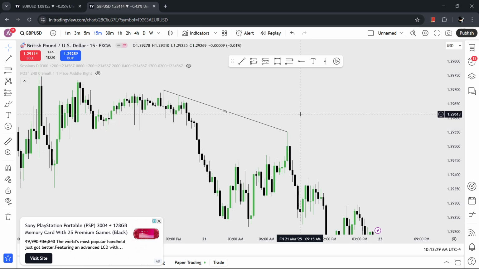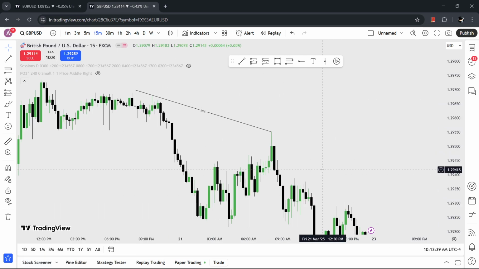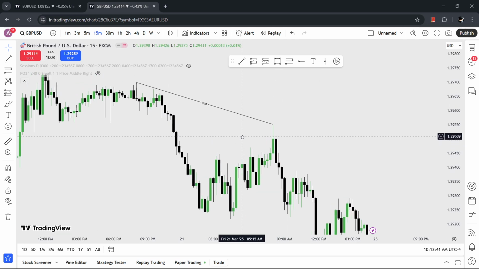I stopped trading GBP USD. Okay, it's really bad for me. It's like bad luck for me. It always gives me bad luck. Everything is bad. Okay.